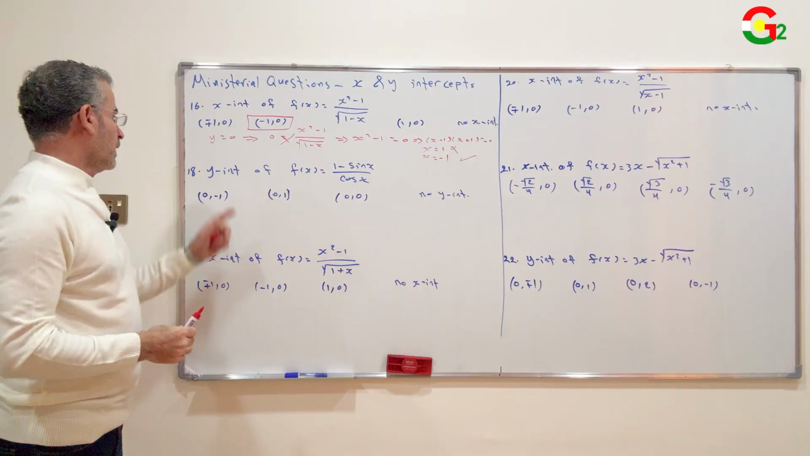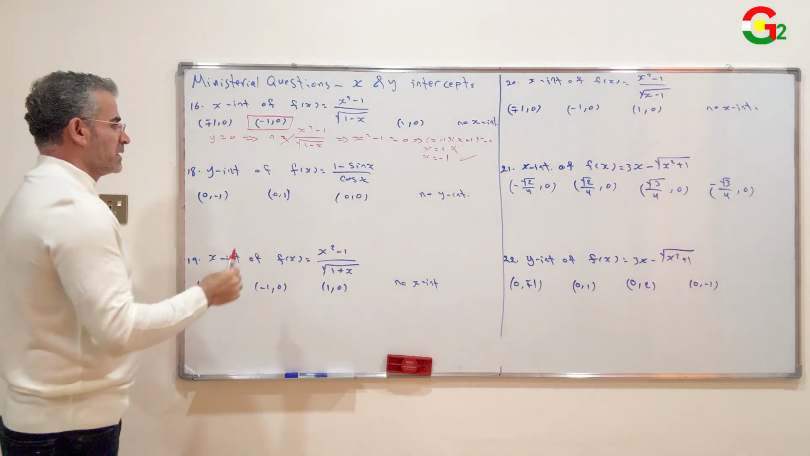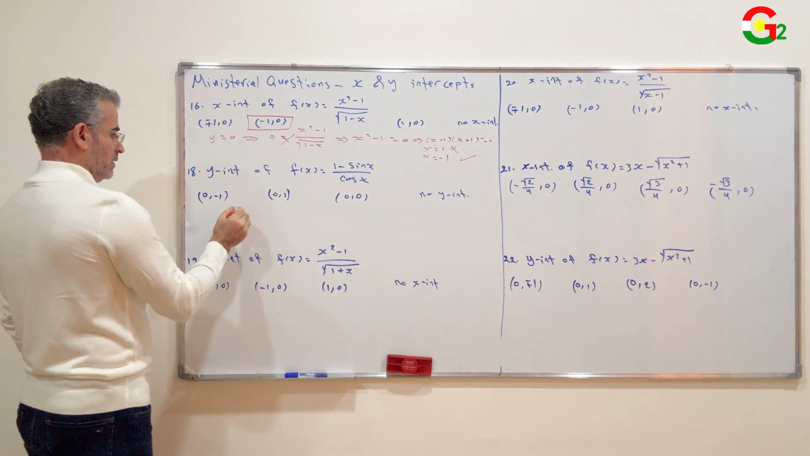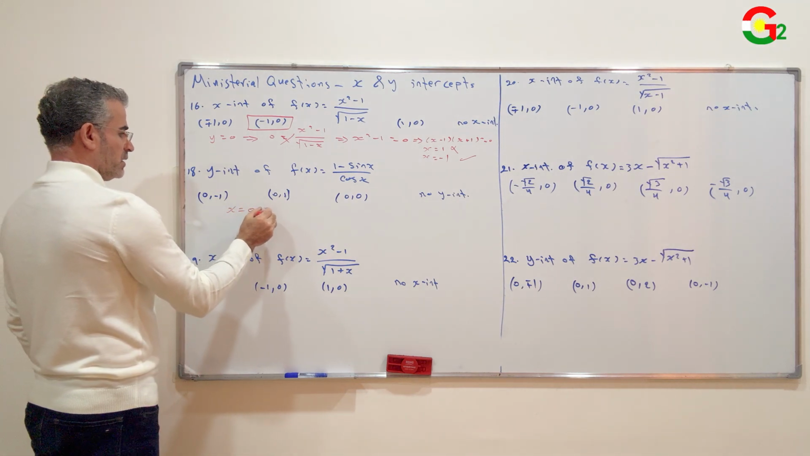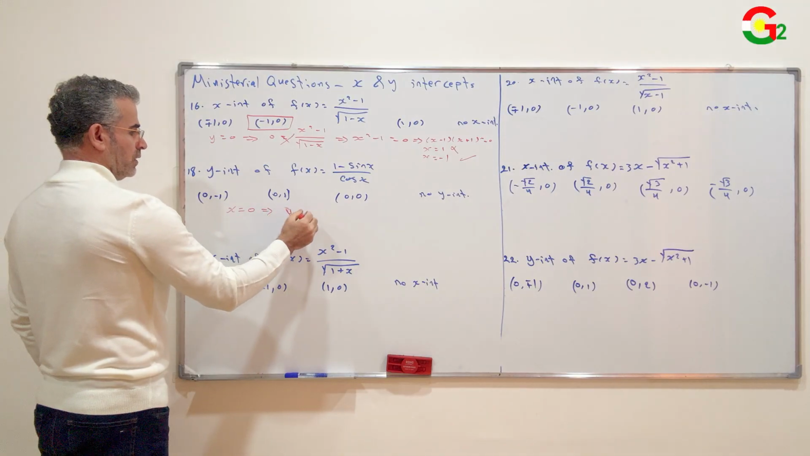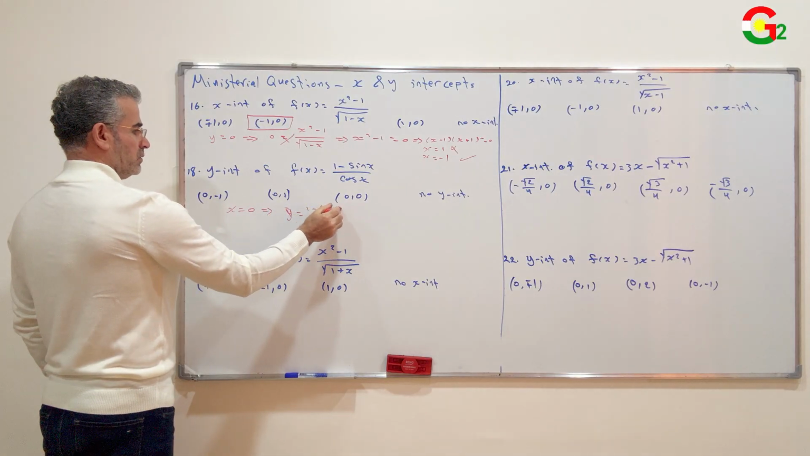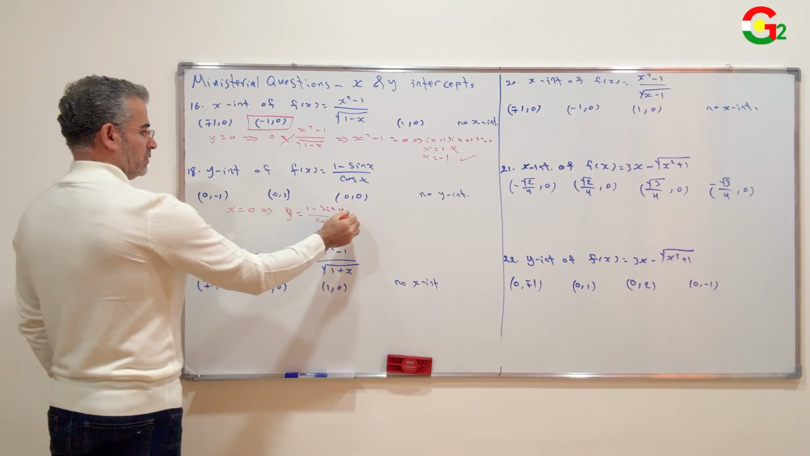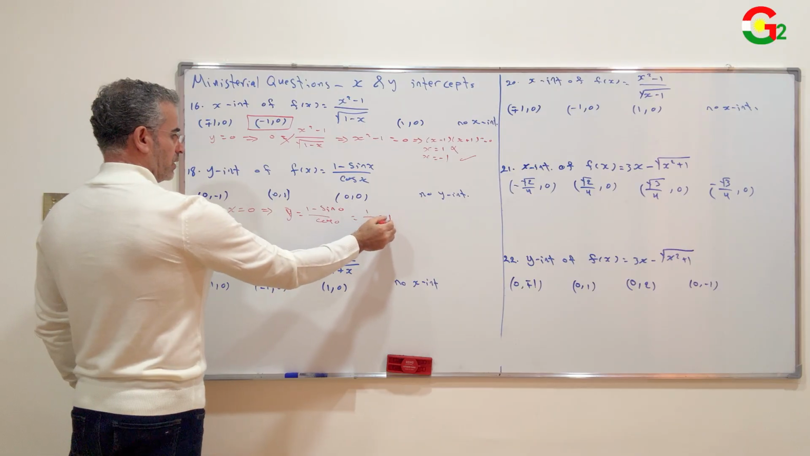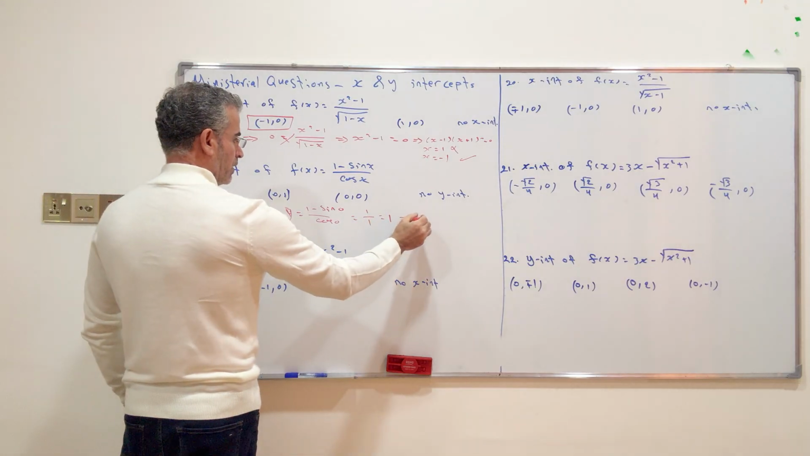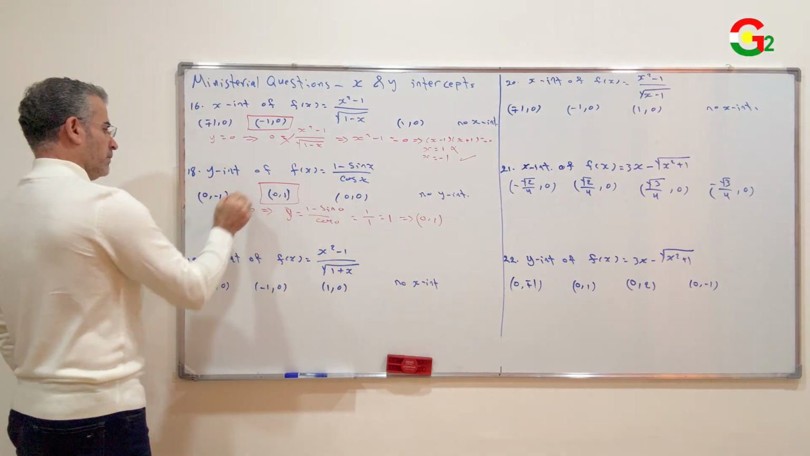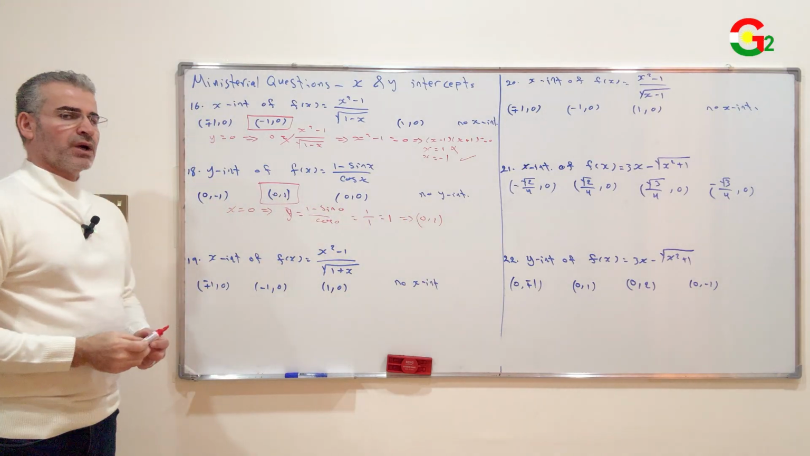Question number 18, find the y-intercept of the function f(x) = (1 - sin x) / cos x. For the y-intercept, set x equals 0. Then y equals (1 - sin 0) / cos 0. Sine 0 is 0, and cosine 0 is 1, so the answer is 1. Then the y-intercept point is (0, 1). Choice B.